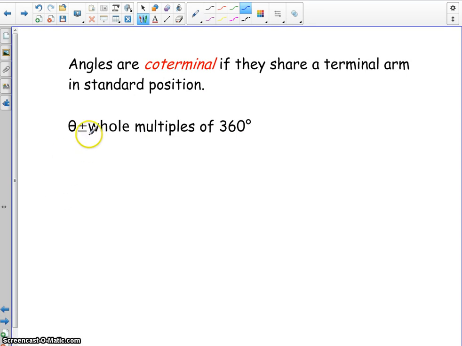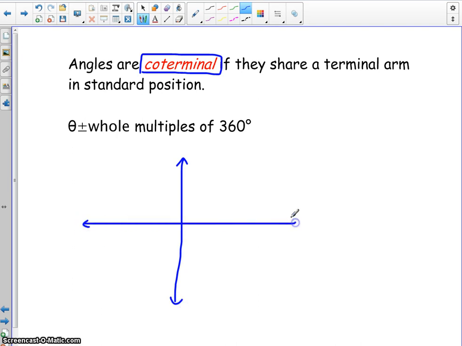Okay, so another definition here, what we call coterminal angles. Angles are coterminal if they share a terminal arm when they're drawn in standard position. So what does that mean if they share a terminal arm? Let's take a look at a Cartesian plane here. Let's just say I have an angle, terminal arm, in quadrant 2. So I could have an angle right here that starts again at the positive x-axis, ends there.